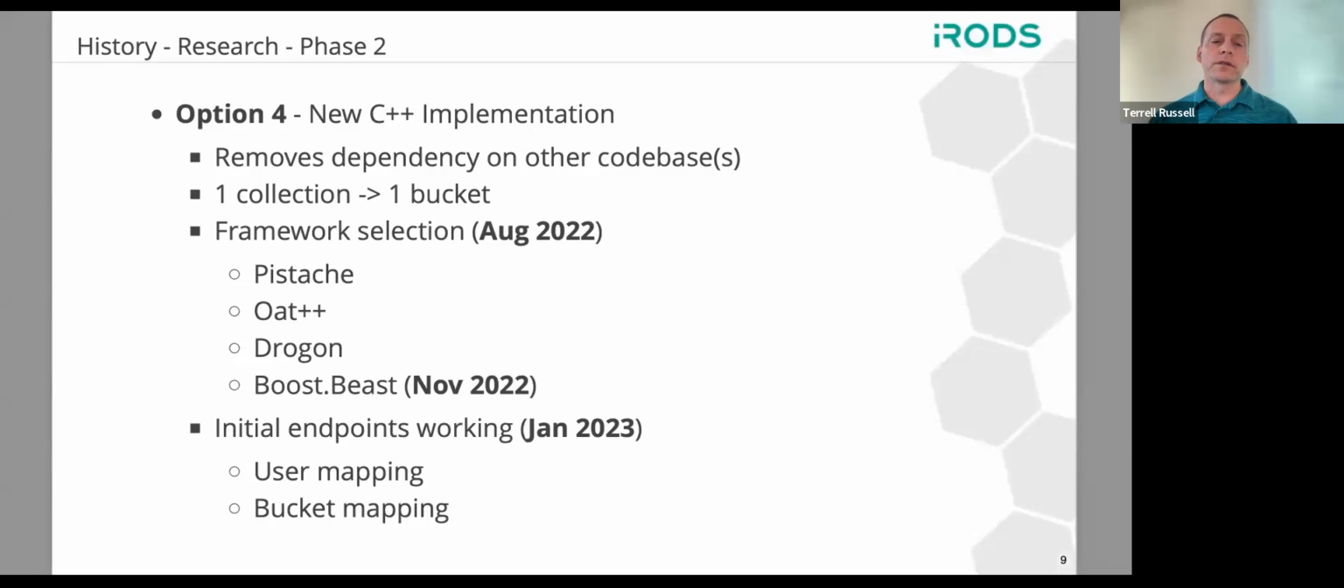So option four was removing those dependencies and talking about how one iRODS collection could be mapped to a single bucket. Of course, we still have multi-user capability. And then we set about finding the right framework for this work. We went through a few different C++ frameworks and chose Boost Beast about a year ago. And within a month, we had some basic endpoints working, including some vanilla user mapping and bucket mapping that we had to handle in this layer.